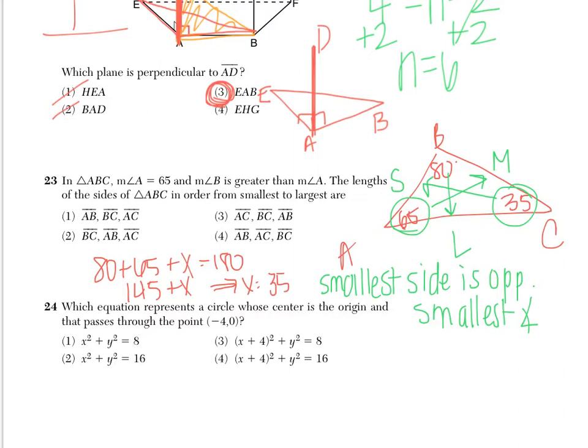So now going in order from smallest to largest, we should have AB first, so that eliminates choice 3 and 2. BC should be second, and AC should be third. Choice 1. You can test this with other numbers, keeping the 65 here, of course, but you could test this giving other numbers here. But remember that B has to be greater than angle A. So if you go smaller than 65 or equal to 65, you're not going to be able to come up with the correct answer.